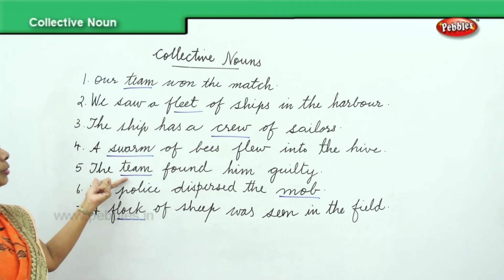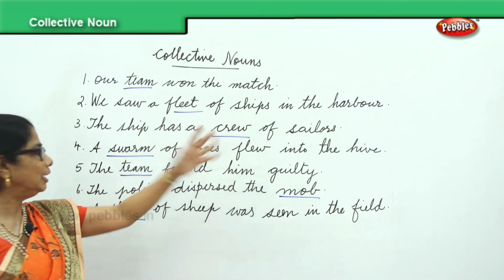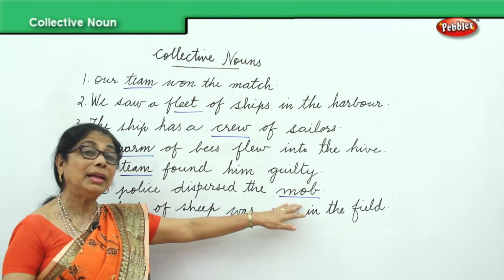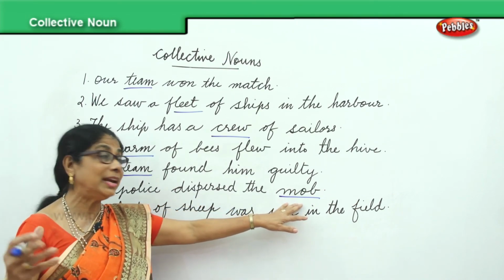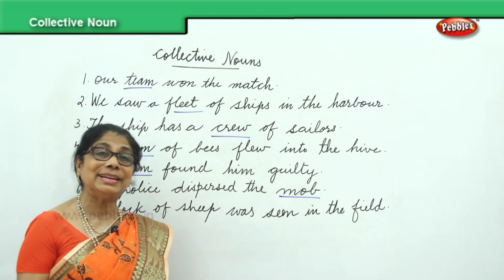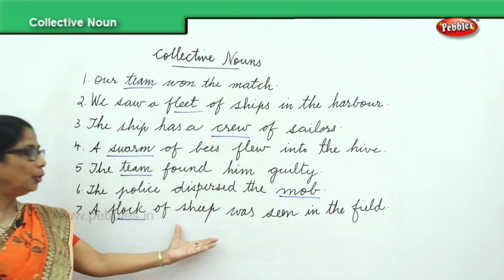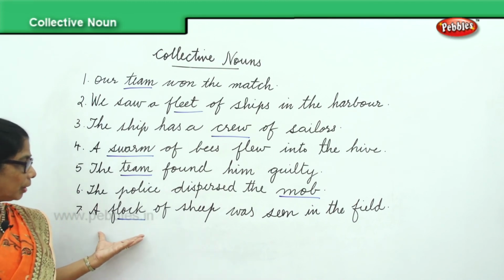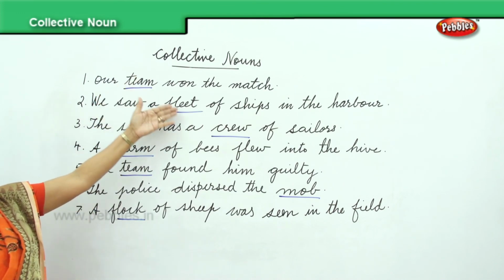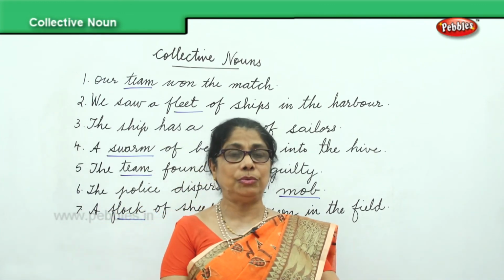The team found him guilty. So team is a group of people. They found someone guilty of something. The police dispersed the mob. Mob can be people, men, women, children, anybody. A large gathering of people, we call it a mob. Mob is a collective noun. And finally, a flock of sheep was seen in the field. The group name for sheep is flock. So flock, team, swarm, fleet, crew, mob: all these are collective nouns, group names.